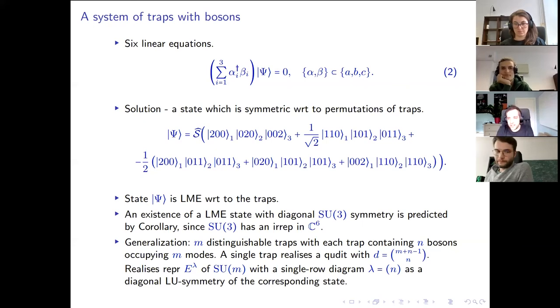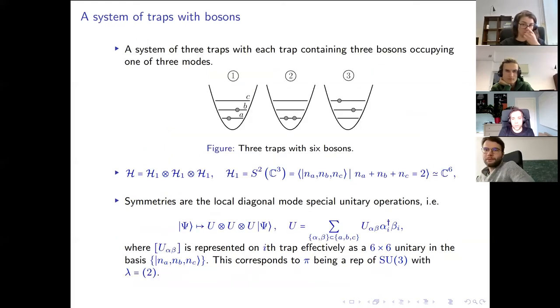I got a bit lost in this last part. You are describing the situation when you have three traps, so three modes, and there are two bosons that can occupy it, right? Or did I understand well? There are three modes and two bosons in each trap. Ah, in each trap, sorry. Gotcha. Okay, so the traps are formally distinguishable then? Traps are distinguishable.